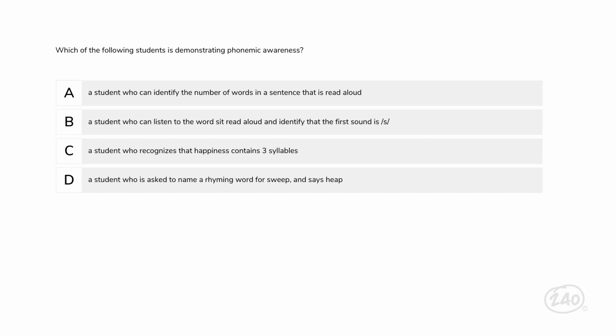Which of the following students is demonstrating phonemic awareness? A student who can identify the number of words in a sentence that is read aloud, a student who can listen to the word sit read aloud and identify that the first sound is s, a student who recognizes that happiness contains 3 syllables, a student who is asked to name a rhyming word for sweep and says heap.